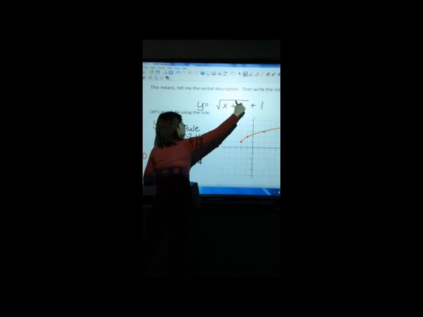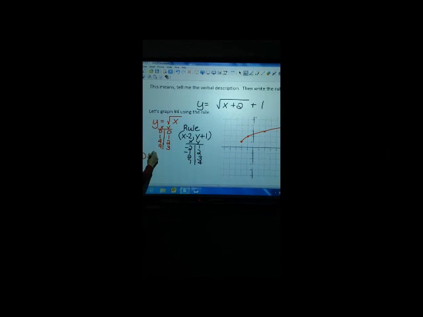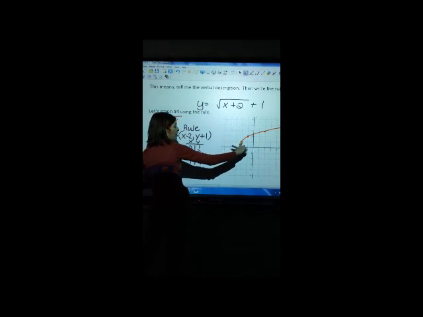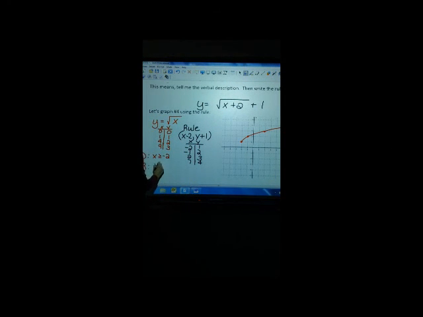Our domain and our range has changed. Our domain is all of our x values, and we want this to stay either 0 or positive, so our domain would be x is greater than or equal to negative 2. My range has changed as well, but we look at our graph. The y values start at the y value of 1 and go up forever, so y is greater than or equal to 1.